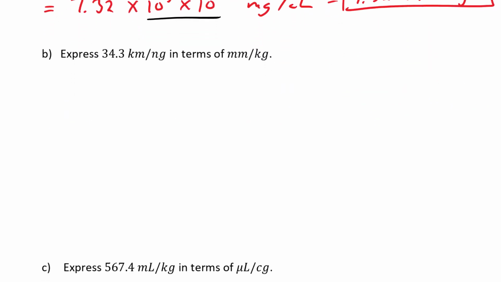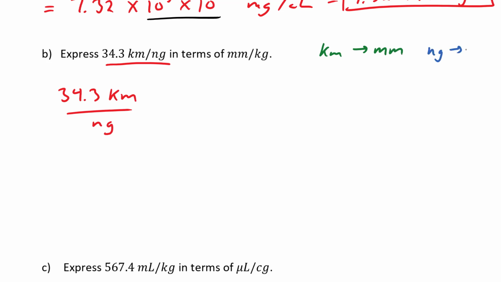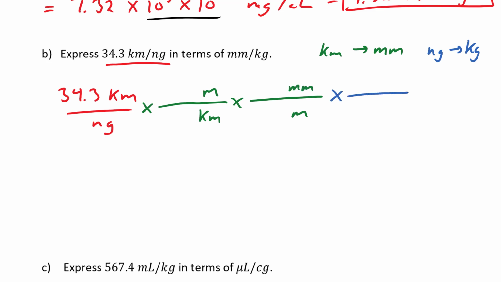Let's do B now. Write down what we're given. 34.3 kilometers per nanogram. So I want to go from kilometers to millimeters. Then we'll go from nanograms to kilograms. Let's do that now. First of all, I want to get rid of kilometers. So I place that on the bottom. Go to the standard unit meters there. Go from meters to millimeters. Next up, I want to get rid of nanograms. Nanograms is on the bottom, so to cancel out I have to put that on the top. Go to the standard unit grams, and then go from grams to our kilograms.